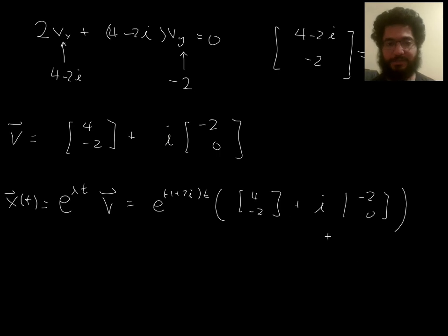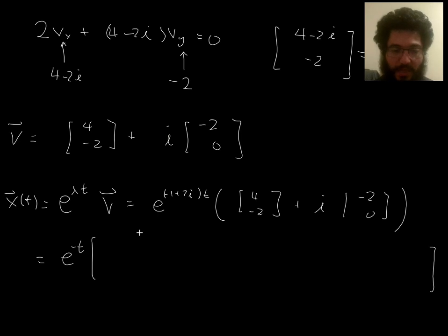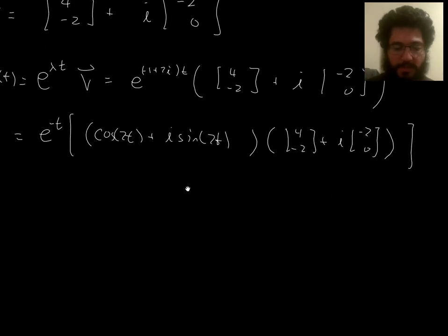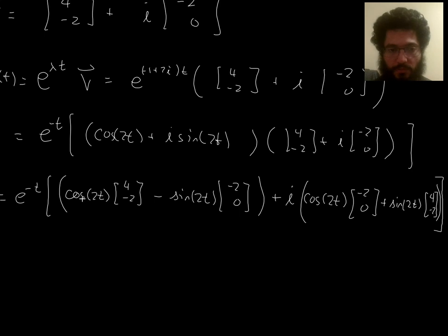And that is our complex solution. Now, how do I get real solutions? Expand things out. So this is e to the negative t times e to the 2it. E to the 2it is cosine 2t plus i sine 2t. And then this vector here. And then just multiply this out, which I have done here.